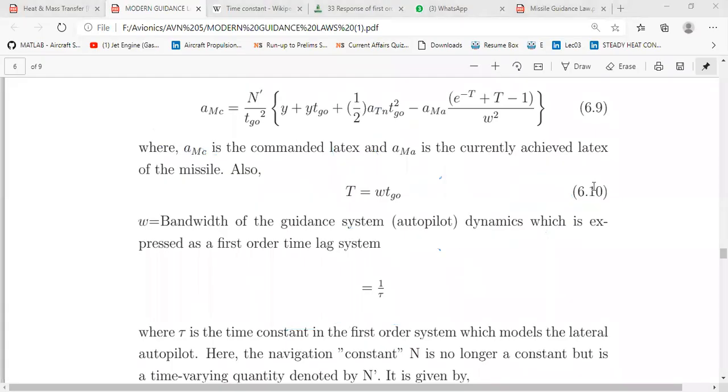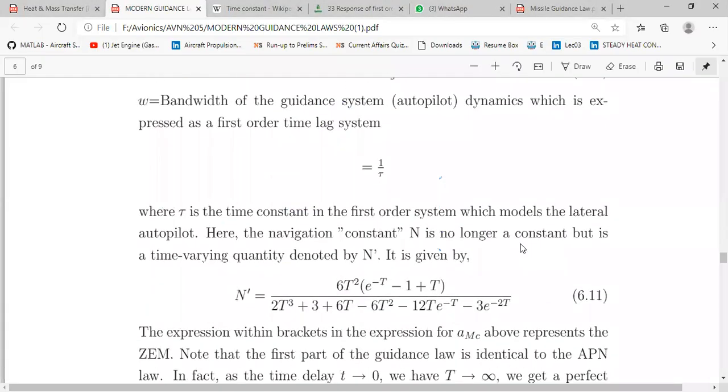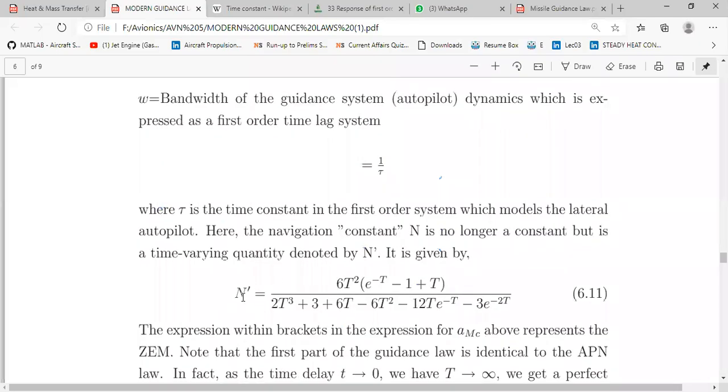So here, how you will calculate the value of your guidance number: N dash is equal to 6 T square into e raised to minus T minus 1 plus T divided by 2 T raised to 3 plus 3, 6T minus 6T square minus 12 T into e raised to capital T minus T. This is a big formula we need to consider while designing the guidance scheme. That is a modern guidance scheme. Means you need to first calculate the guidance number.